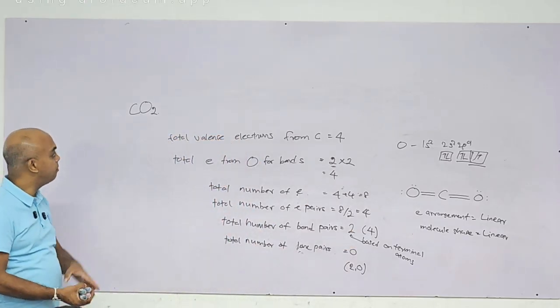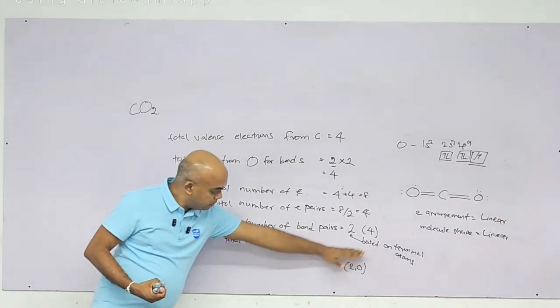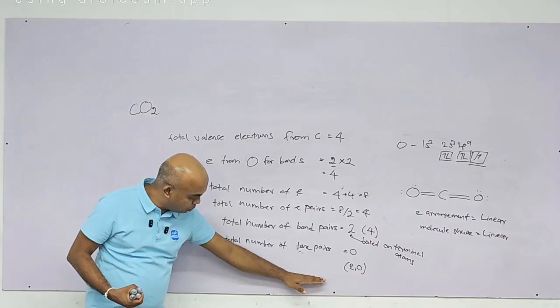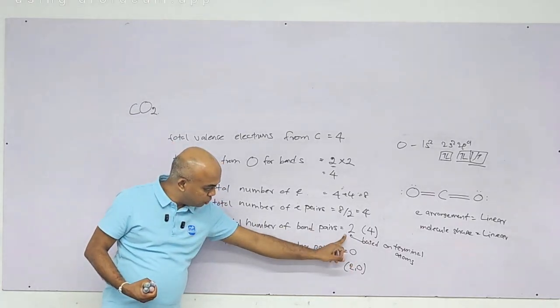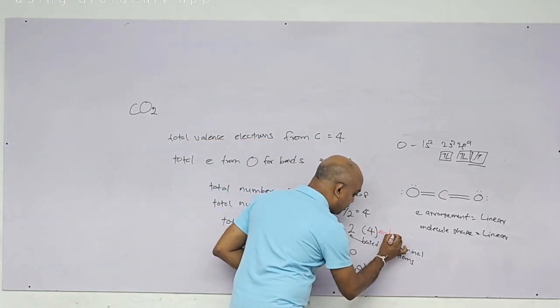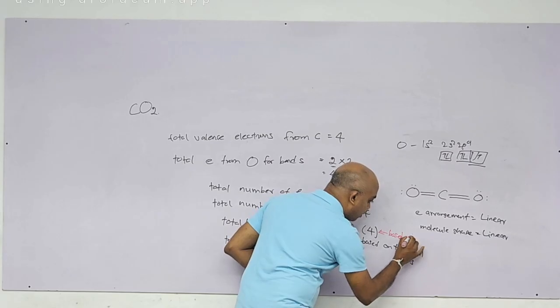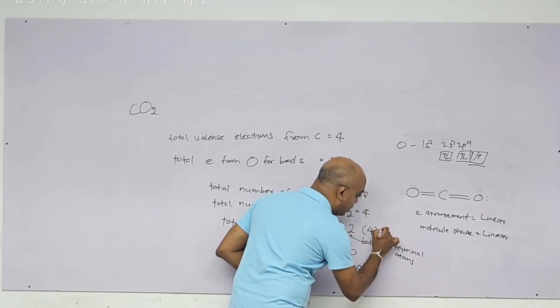Let's write down carbon dioxide here as an example. Write this set, come up to here. Mention this one as based on terminal atoms 2.